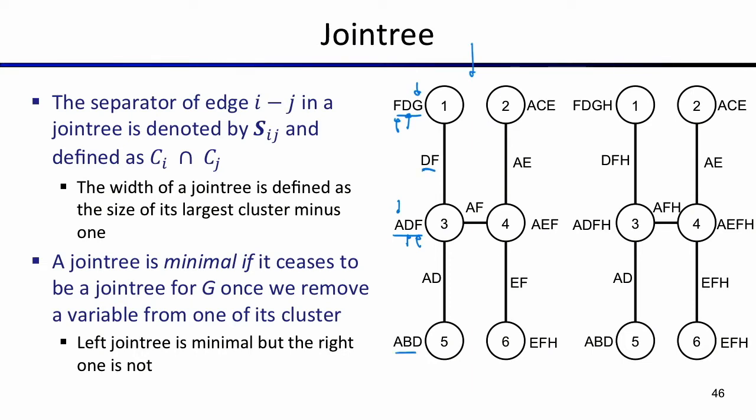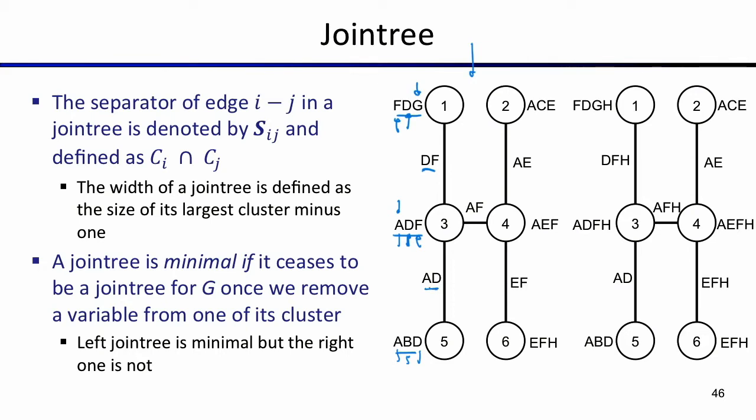Similarly, if we look here, we have ADF and ABD and intersection AD. So we see that A is common, D is also common, of course, but here we have B that doesn't occur in node 3. In node 3 we also have F, which doesn't occur in node 5. So the intersection is AD.